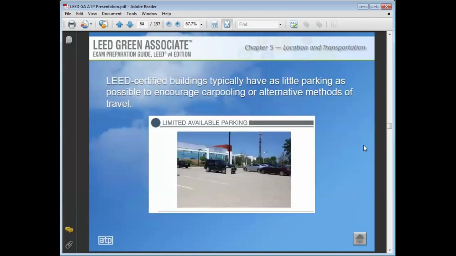LEED certified buildings typically have as little parking as possible to encourage carpooling or alternative methods of travel. Like if you are going to a college, or you have a commercial facility where you work, the preference these days is that if on your way you can pick up 2 or 3 different people who can opt for a carpool, it is going to help you save not only money and fuel, but will also create less pollution in the environment, which gives more credit, more value towards the facility design itself.